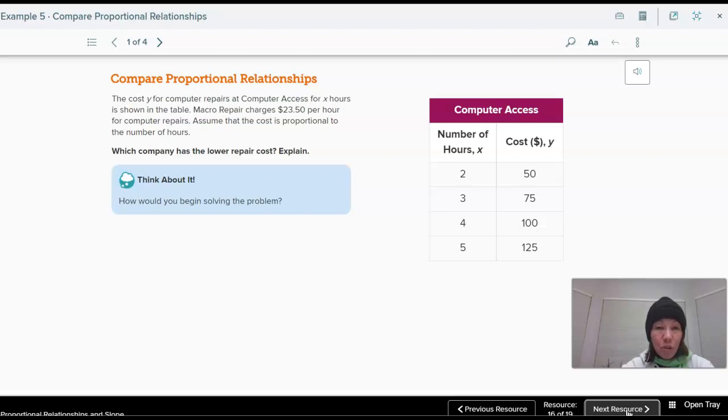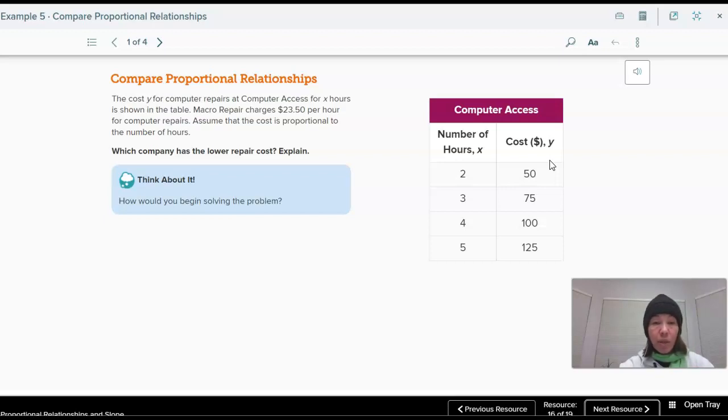So now we have a proportional relationship. The cost for computer repairs at Computer Access is shown in the table. So here's another representation. The last problem we had an equation and a graph. We can also use a table to represent a proportional relationship. So he charges $23.50 an hour. Assume that the cost is proportional to the number of hours.